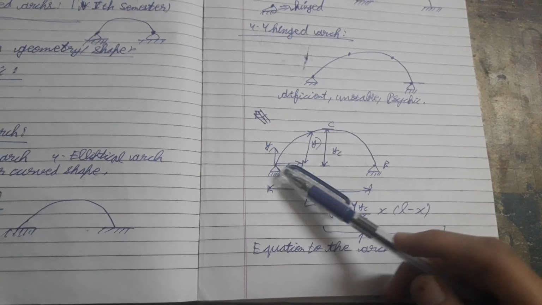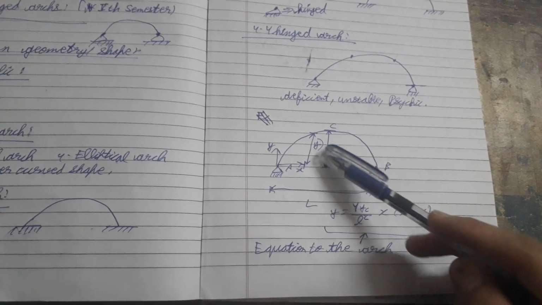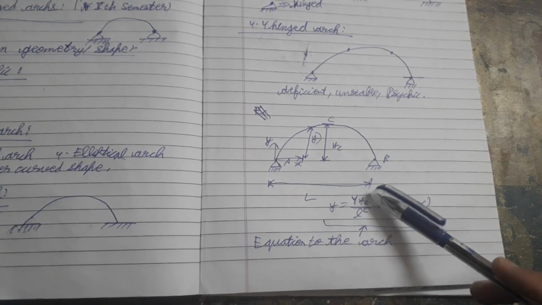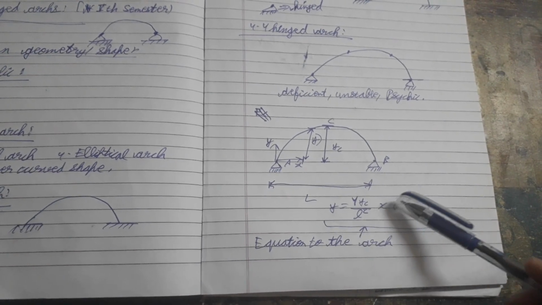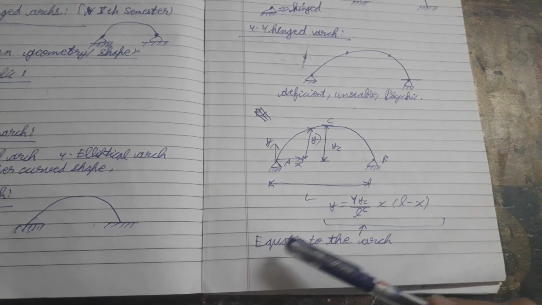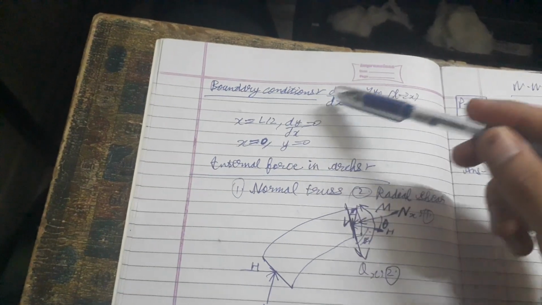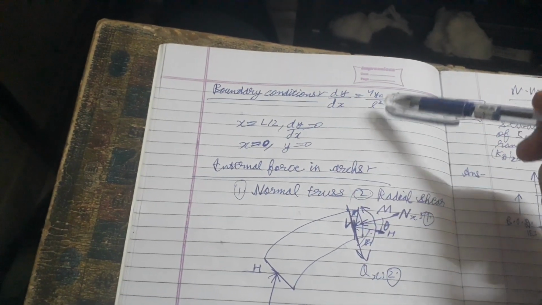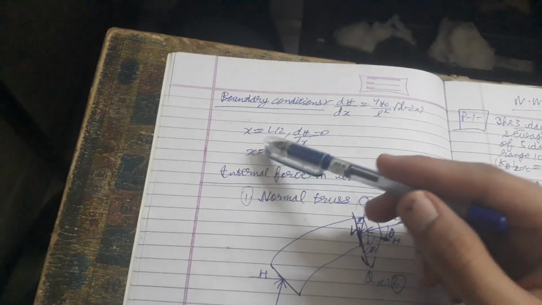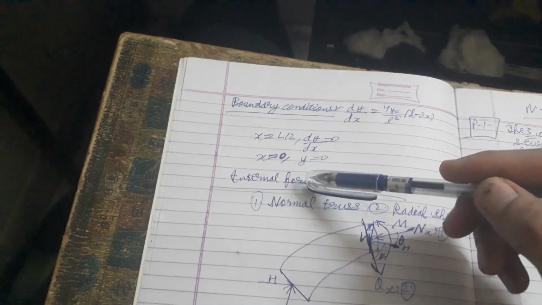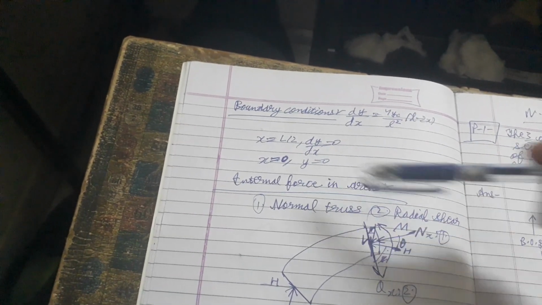This is A, this is B, this is X, this is Y, this is YC, this is C. Y is equal to 4YC over L square into X into (L minus X). This is the equation of the arch. Then the boundary conditions: dy/dx is equal to 4YC by L square into (L minus 2X). At X is equal to L by 2, dy/dx is equal to 0. At X is equal to 0, Y is equal to 0.